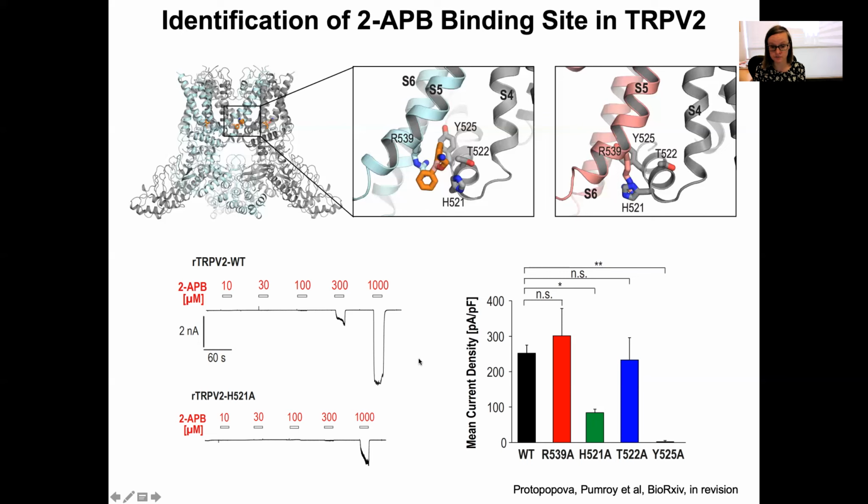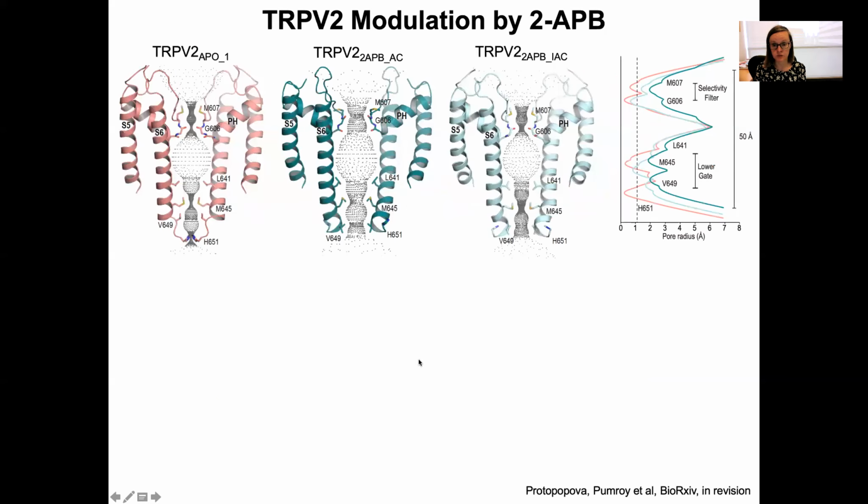So next, we looked at the overall pore of the channel, and as you could already predict, the apo state, as I said, was closed. The 2-APB activated state showed us a much wider open pore, and the inactivated state, which would be sort of going back to closure, was in between.